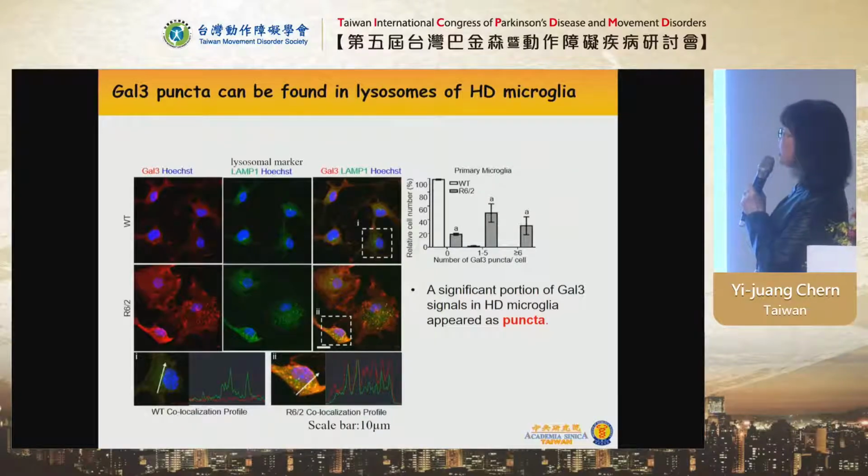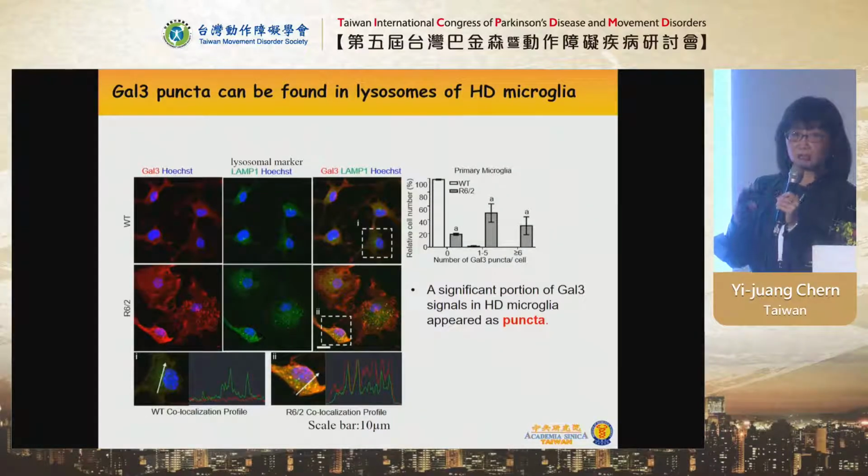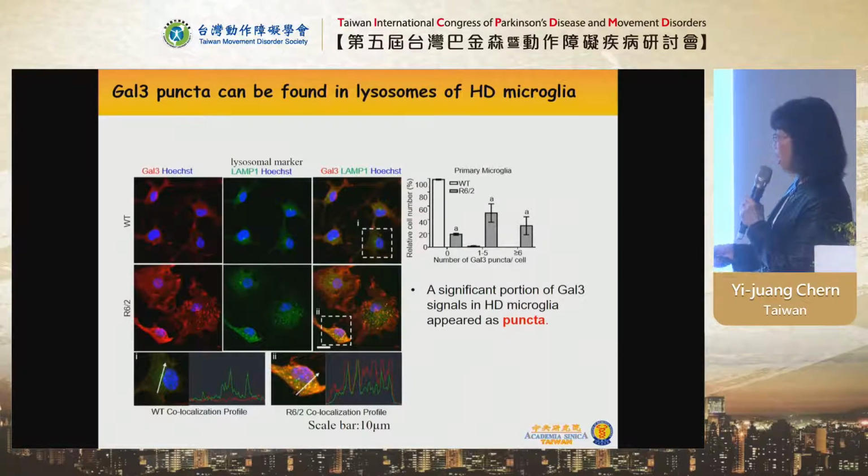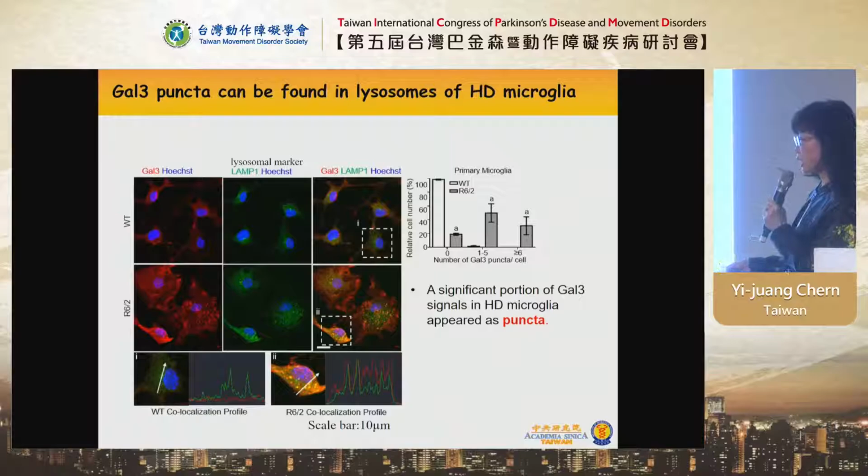Now, another interesting thing is that if it's intracellular, where does it happen? So we did a whole panel of staining, and we found here, again, galectin-3 is the red signal, and only with the lysosome marker, LAMP1, did we find co-localization. We tested lots of markers, for example, mitochondria, autophagosome, etc. There's no co-localization except with the lysosome marker.